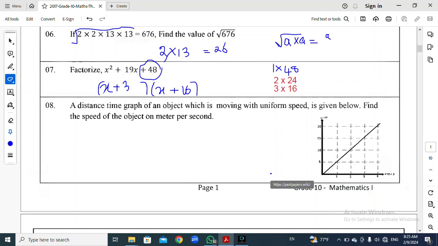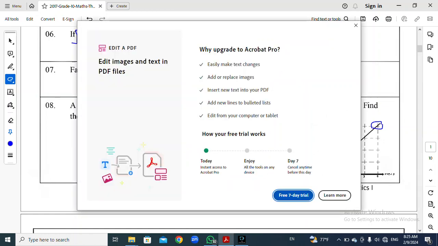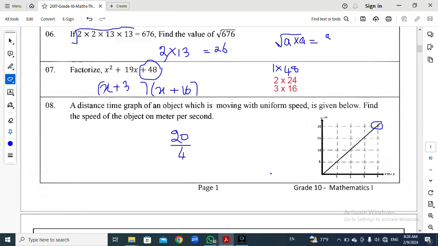Next, the distance time graph of an object which is moving with uniform speed is given below. Find the speed. So wherever we can choose a point. I'll choose this one. So you see time is here, so 20 by 4, that's equal to 5. So easily we can get the answer.